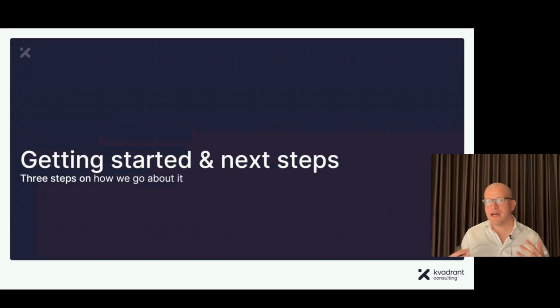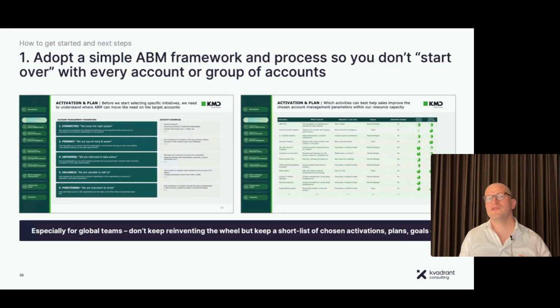Okay, I'm going to end up with the final section here, which is super short, which is just 3 things to think about when you're getting started. And the first one is actually something that is, again, a bit of a meta recommendation, which is just taking the time to develop a simple framework and process so you don't start over all the time. I think this especially applies to global companies where there might be a lot of marketeers in the field that all have to do ABM. And if we're all reinventing the wheel every time, I think we're missing out on an opportunity.